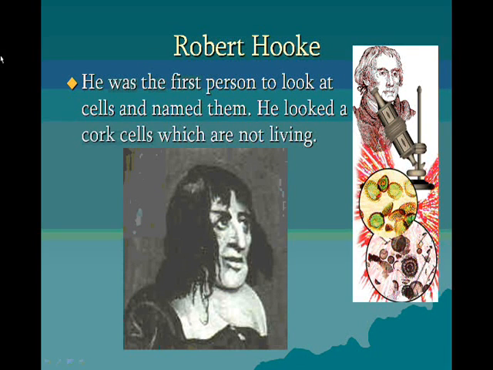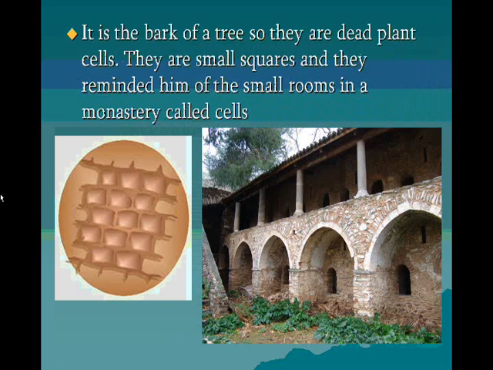The first one is Robert Hooke, a very attractive gentleman, as you can see. Robert Hooke was really the first person to look at cells, and he was the first person to name them. He looked at cork cells, like the bark of a cork tree or the cork that you would find in a wine bottle, but they're not living. They were just dead plant cells, so all he could see was the outside of the cell. You can see the small squares. This is a drawing of it.